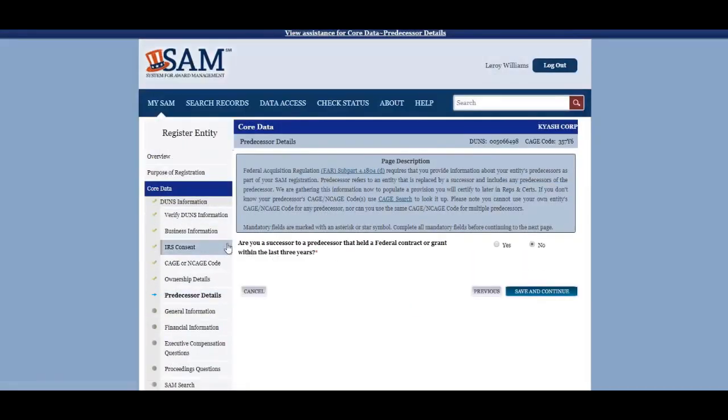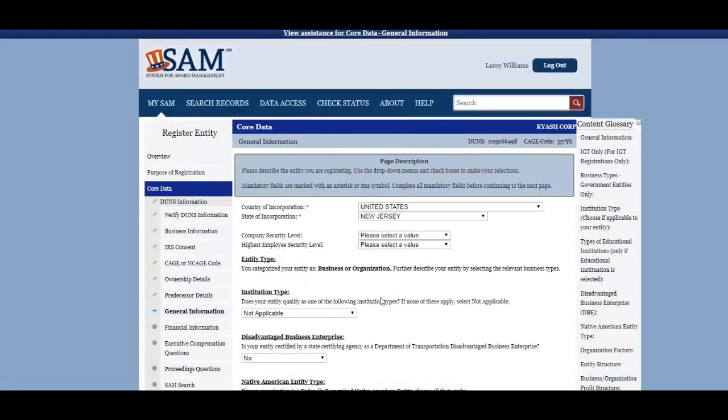Okay. Here's another question. Predecessor details. It asks, are you a successor to a predecessor that held a federal contract or grant within the last 3 years? Again, I wish, but that answer is no. Still no. So we can leave that alone and hit save and continue.